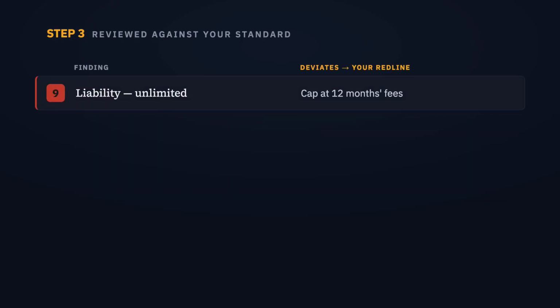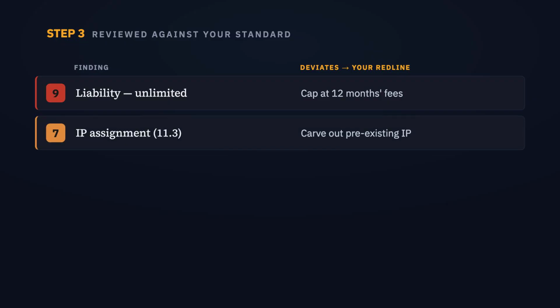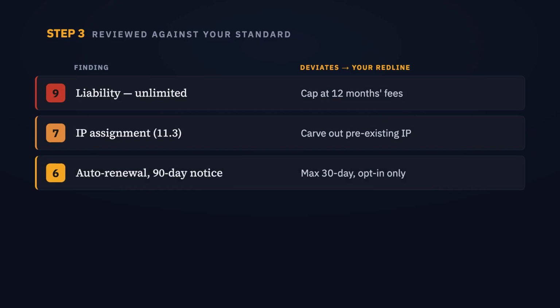Look at this output. Severity 9, liability. Severity 7, IP assignment. Severity 6, auto-renewal with a 90-day notice window we'd never accept. Each one with a suggested redline in our own house style. This specific table is what $600 an hour looks like.